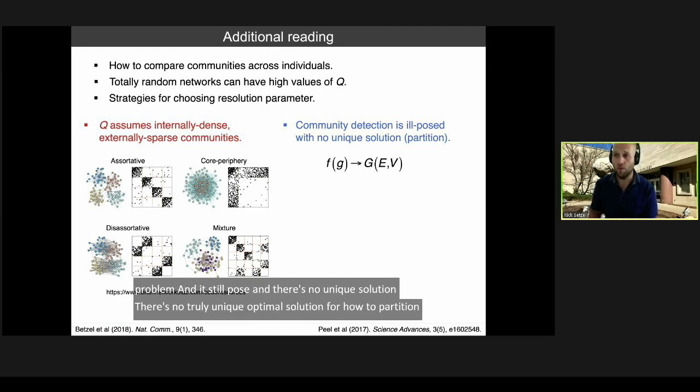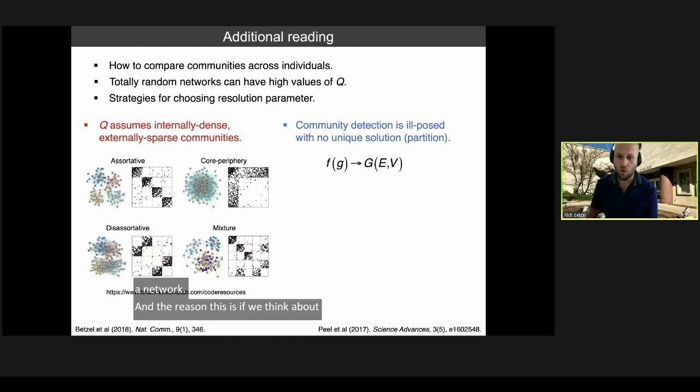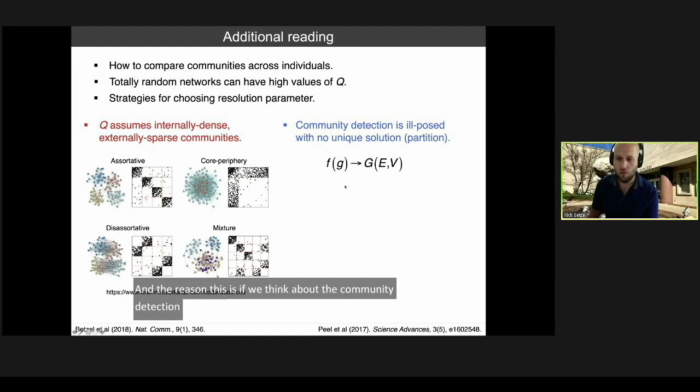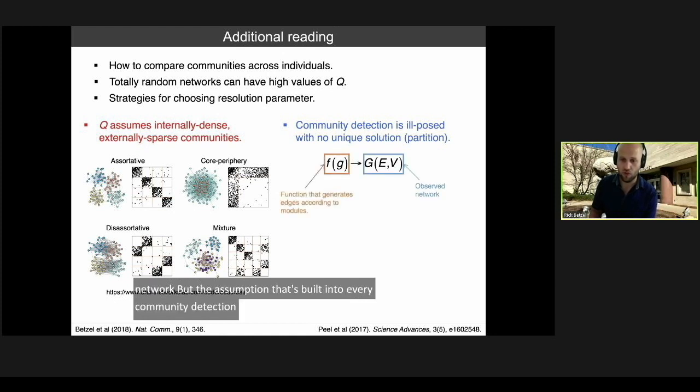And the reason for this is, if we think about the community detection problem, essentially what we're trying to solve is we have a network G of edges and their vertices, and we have a set of communities g, and we're assuming that there's some function that takes those communities and based on those communities gives us our network. That's the assumption that's built into every community detection algorithm, right? So again, here's our observed network. This is a function that generates the edges in our network, and those are the community assignments.